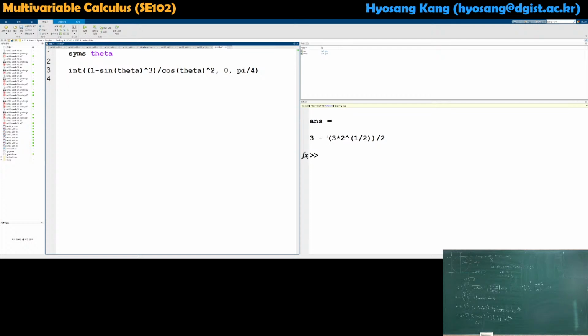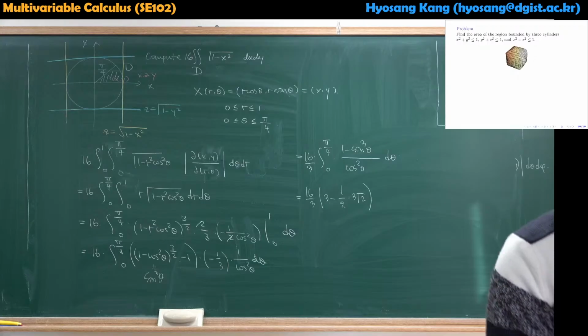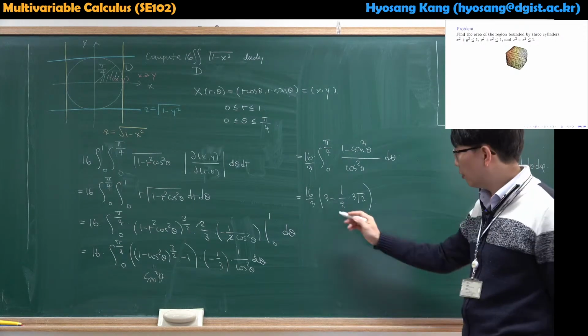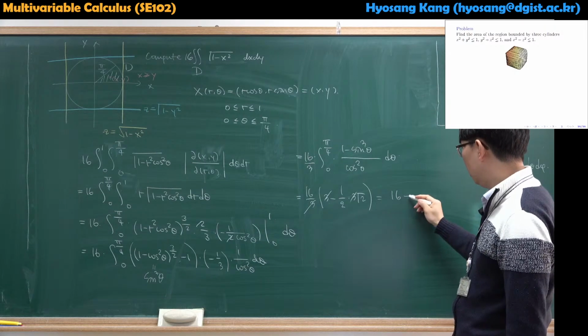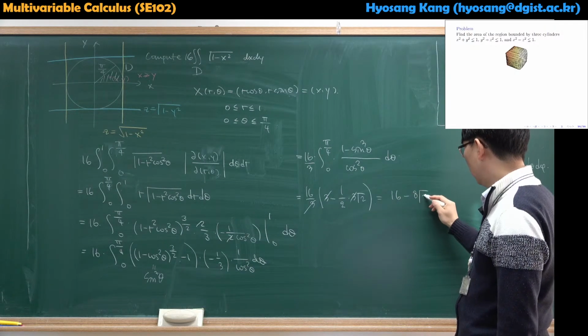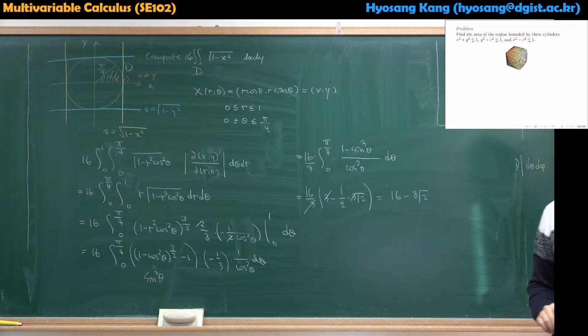So it says, let me write that out: 3 minus 1 over 2 times 3 square root of 2. So we have 3, 3 cancels out. And we have 16 minus 8 square root of 2. That's the volume.